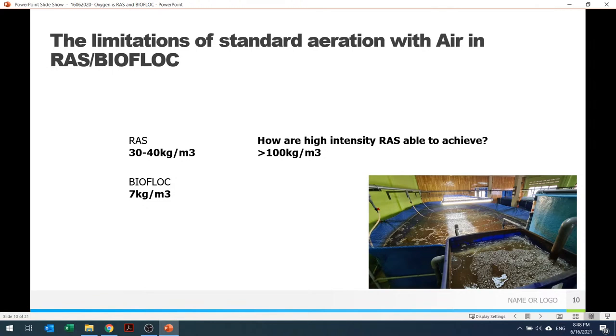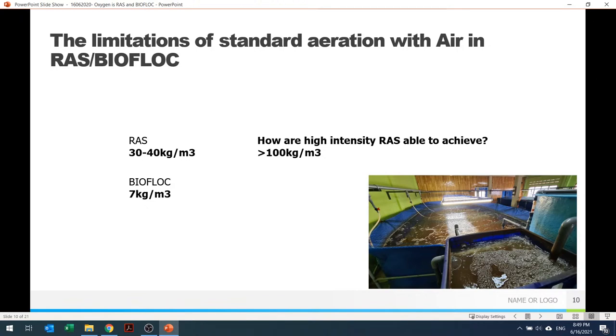RAS systems that are run on pure oxygen or a good aeration system can reach up to 110 kilograms per cubic meter. So if you imagine you have 1,000 liters of water at 110 kilograms per cubic meter, you can put in about 200 fish at a weight of 500 grams. That's a lot of fish for very, very little water.